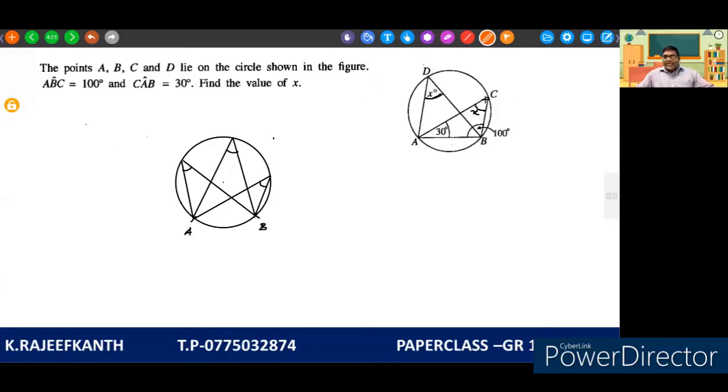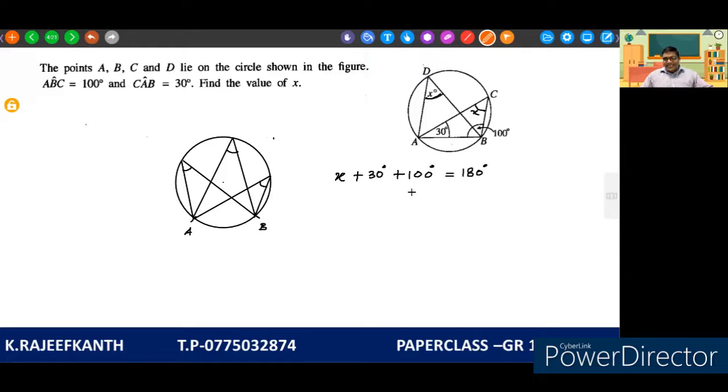Right? Because this arc subtended by the angle at the circumference of the circle is equal. So here, angle ACB and ADB are equal. If it is X, we can mark this angle as X. Now in the triangle ABC, we already know the magnitude of two interior angles. Then we can find the third angle because the sum of interior angles of a triangle is 180 degrees. So X plus 30 degrees plus 100 degrees is equal to 180 degrees.